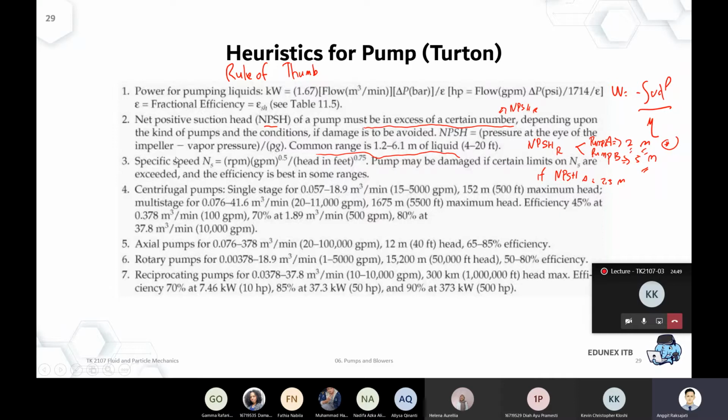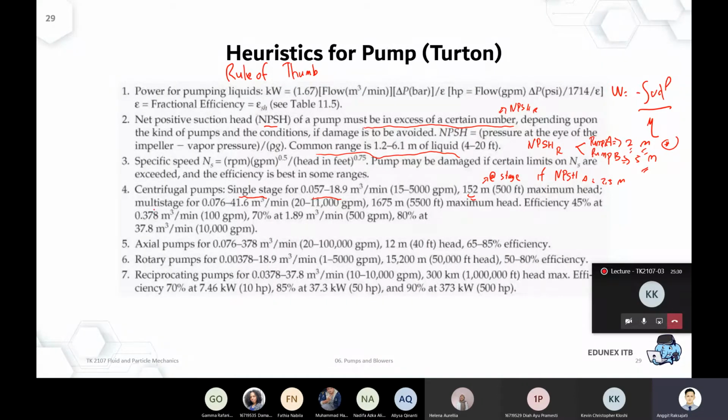Okay, so that is like the typical specific speed of the impeller. And then the number 4 is the typical maximum head for one stage. So you can see that for a centrifugal single stage, the typical capacity would be between 0.06 to 19 cubic meter per minute. And the maximum head for one stage is about 150 meter. If we push those numbers to above 150 meter, it's likely to have a very small efficiency.